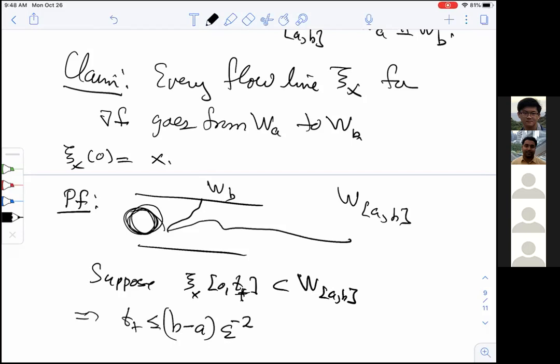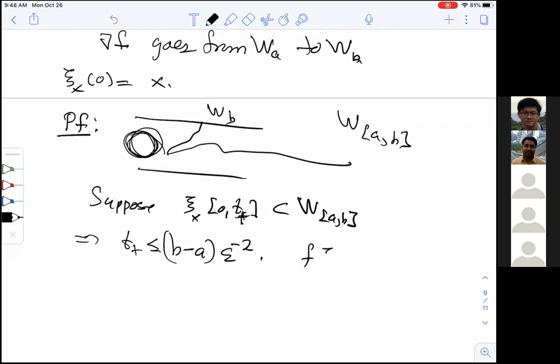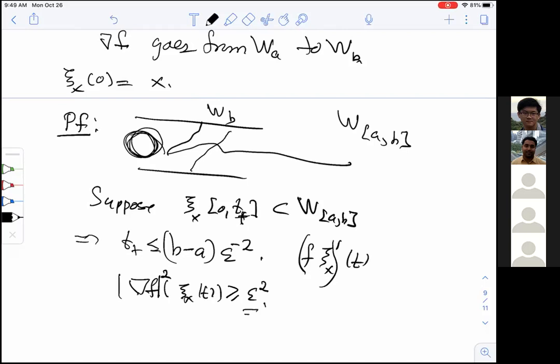Because if I consider f of c_x(t) and I differentiate it with respect to t, by the chain rule, I simply get the norm of the gradient of f at c_x(t), squared, which is greater than or equal to epsilon squared. So if I look at f along a flow line, it's always increasing, at least at this speed, epsilon squared. Well, the total change in f is at most B minus A.